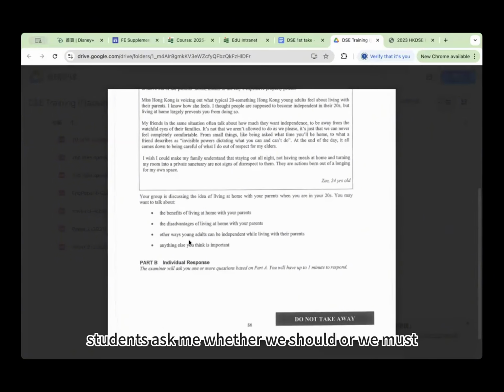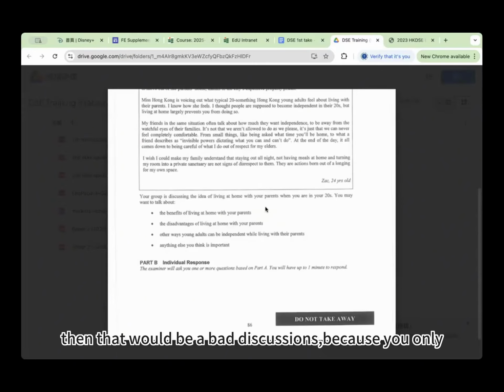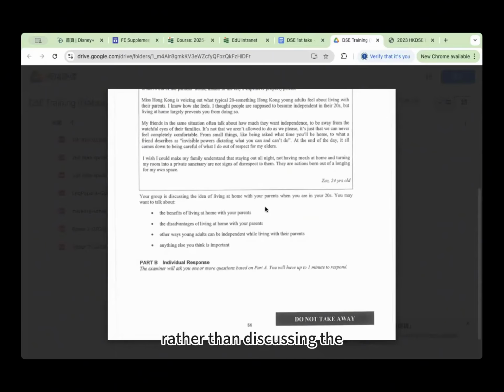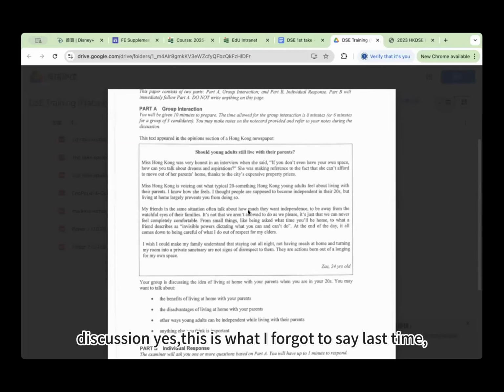So last time, some students asked me whether we should or we must cover all the 3 questions included here. But remember, what you need to do is to make sure that your discussion covers at least 2 aspects. So maybe, for example, in this case, you at least need to talk about the benefits and also the disadvantages. If you only focus on the benefits, then that would be a bad discussion, because you only talk about one single aspect rather than discussing the different things. So at least 2, but if you do not have time to talk about all of question 3, it's okay. You can skip a bit of it, but at the end of the discussion, yes, this is what I forgot to say last time.